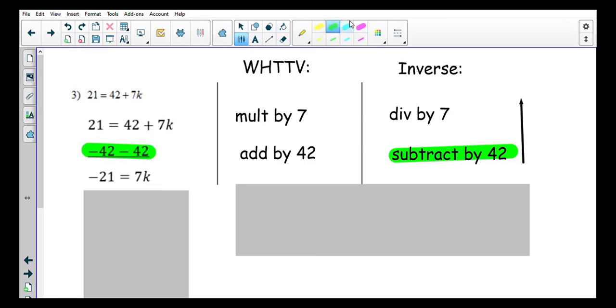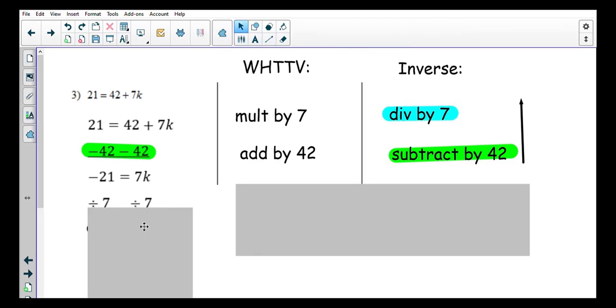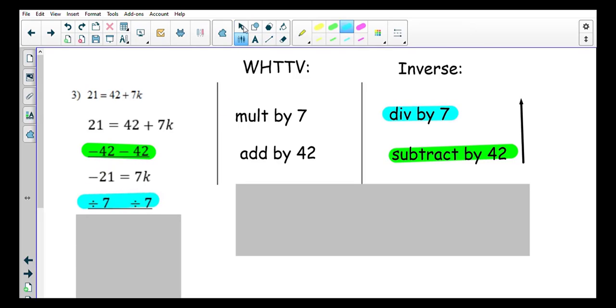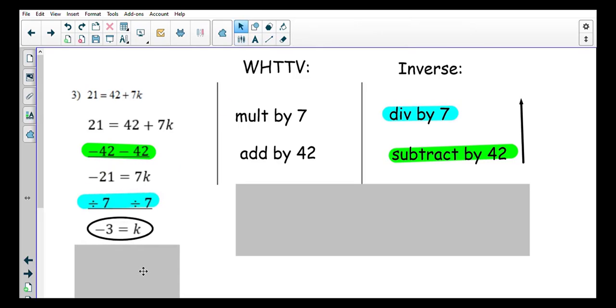Now what we need to do is divide both sides by 7. So we'll do that as our next step. Divide both sides by 7. Negative 21 divided by 7 is negative 3. So our final solution is negative 3 equals k, or k equals negative 3.